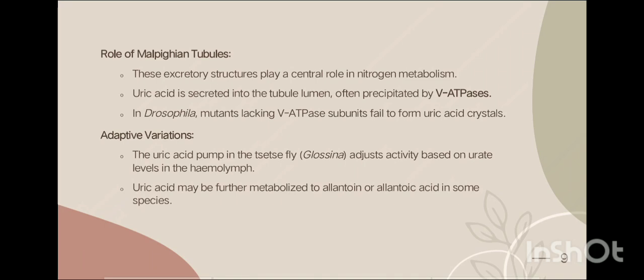And in Drosophila, they lack this kind of enzymes, so they are using another enzymatic pathway to complete this process, which we already discussed in the adaptations. And adaptive variation is that the uric acid pump in the tsetse fly adjusts activity based on urate levels in the hemolymph. And uric acid may be further metabolized to allantoin. We already said that it can be further metabolized to allantoin or allantoic acid in some species.